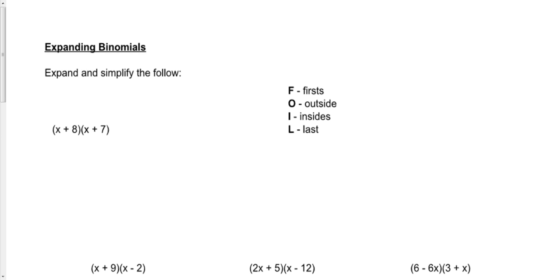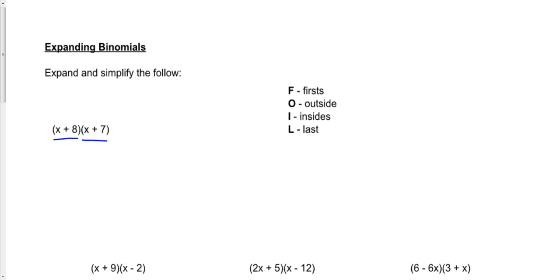Next, we're going to look at expanding binomials. We're going to take two binomials and multiply them together. Two binomials is where you've got two sets of brackets multiplied by each other, just like we do over here. In order to multiply binomials, we're actually going to use the acronym FOIL.